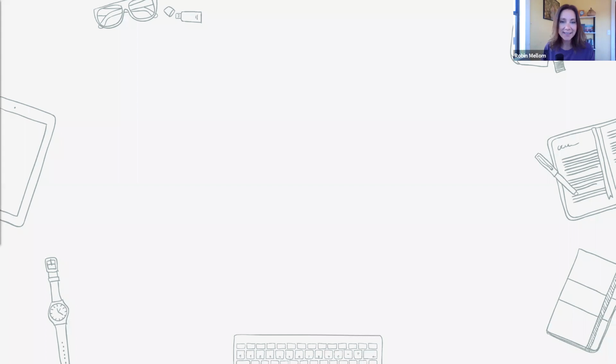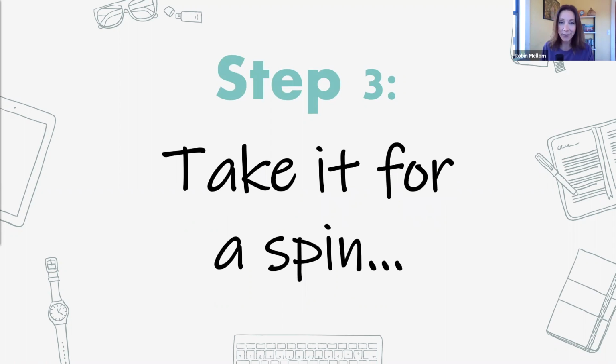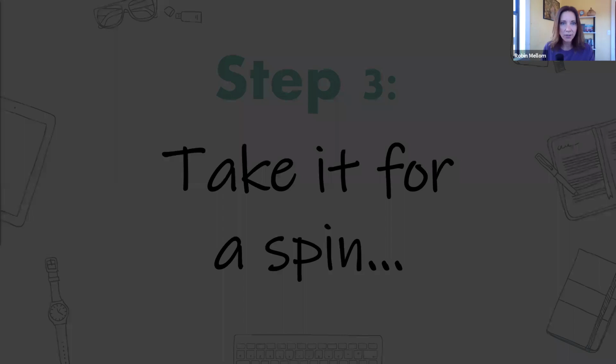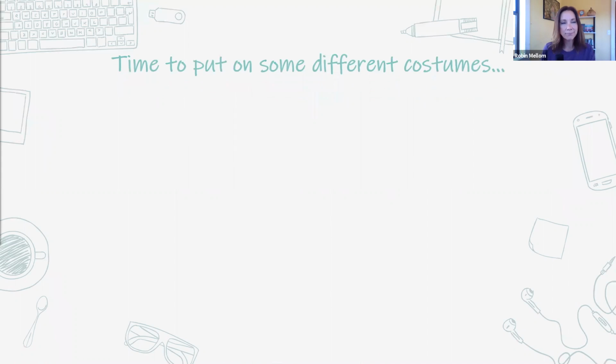All right, so next, here's what you're going to do. Step 3, you're now going to take it for a spin. And what that means is you're going to go out and take this information and you're going to try it out. You are going to need to think of it like putting on different costumes. When you're getting ready to go out for Halloween or something, you don't just put on one thing and run out the door. You know how you stand in front of a mirror and you try this and you try that. Do I like this? And you do all different kinds of combinations.